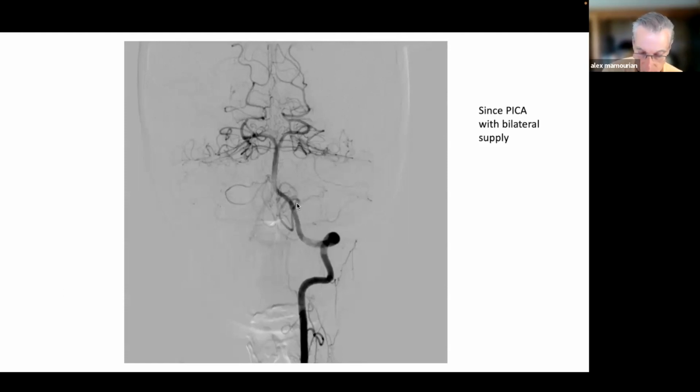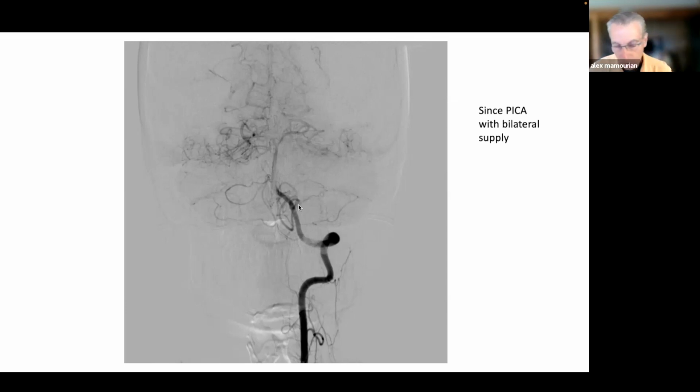So the vertebral artery here comes up, gives rise to a PICA, but if you look on this image, you see vasculature filling in both inferior cerebellar hemispheres. This is because in some patients, and this is one of them, the PICA actually supplies both hemispheres. So this is another example of where you can have bilateral involvement arising from disease involving a single blood vessel.